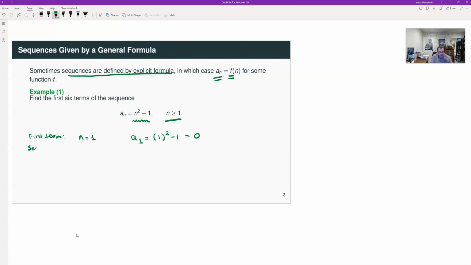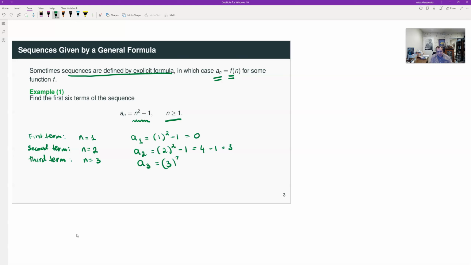Now let's go to the second term. The second term will correspond in this case to n equals 2. And we have a sub 2 equals 2 squared minus 1. 2 squared is 4, minus 1 makes 3. Okay, so let's go for the third term. Well, n equals 3 gives us the third term.